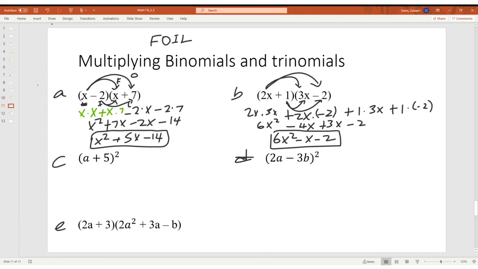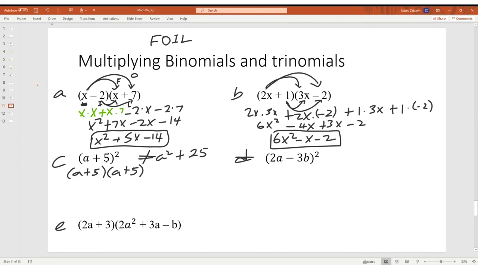Excellent, guys. Now, before I do C, I'll give you a very common mistake students make. When you square a binomial expression, it is technically, in this case, a plus 5 squared is a plus 5 times a plus 5. Now, this is the common mistake we usually get. Students just square a, then square 5, which is 25. This is not a squared plus 25.